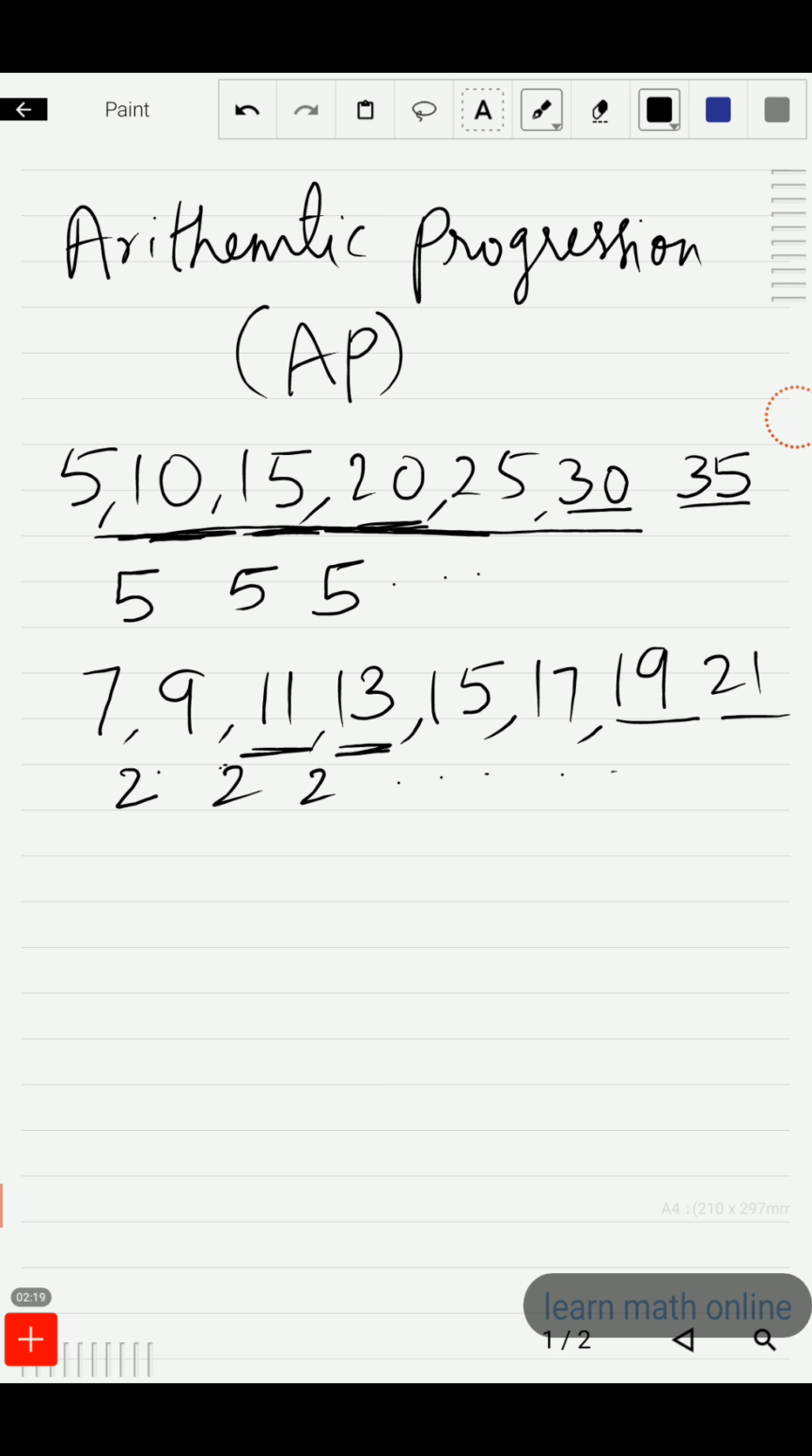Okay, so these two lists of numbers are obtained by adding a fixed number to the preceding number, isn't it? In the first one, the fixed number was 5. In the second one, the fixed number was 2, isn't it? So such series are called arithmetic progressions. Such lists of numbers are called arithmetic progressions. Okay. Now what is an arithmetic progression?